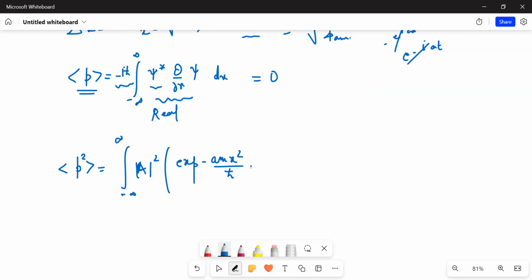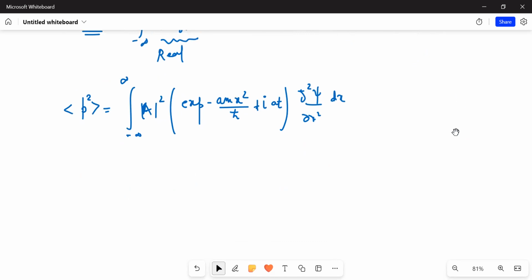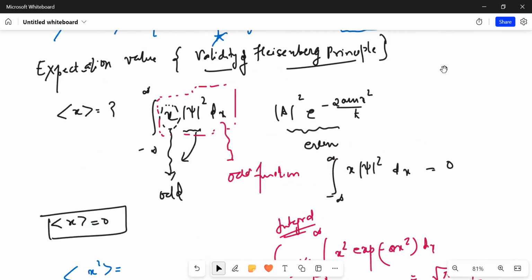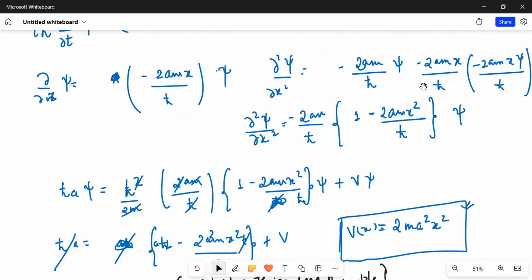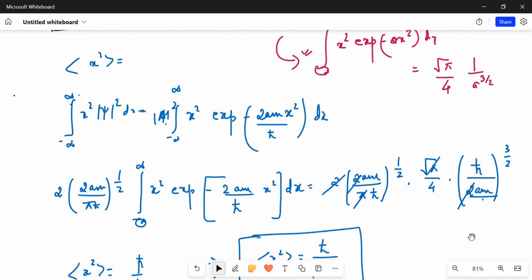Okay, and plus iota, and then you have this second derivative written here. So I should not write this way. I should write in terms of psi only, so it will help me, I think. Because this is something that we have already figured out from somewhere. So we already know the double derivative we have written somewhere. Your double derivative is equal to minus 2am upon h cut times 1 minus 2am x square upon h cut, times psi. So I'm going to directly use it so that it does not disturb.